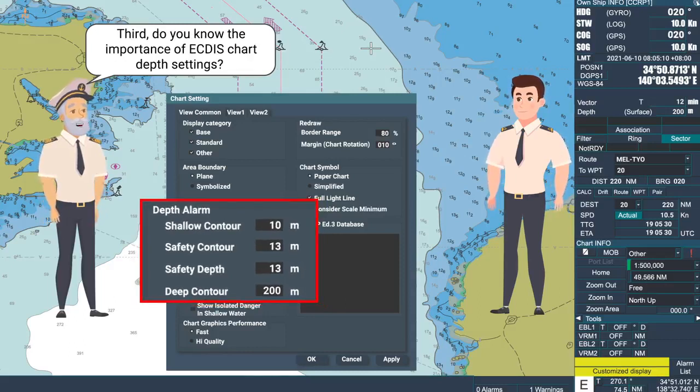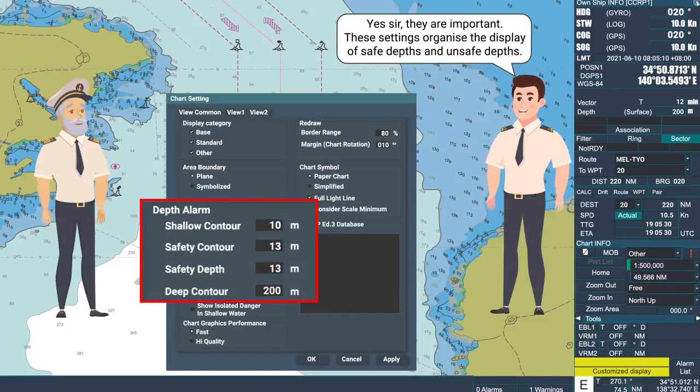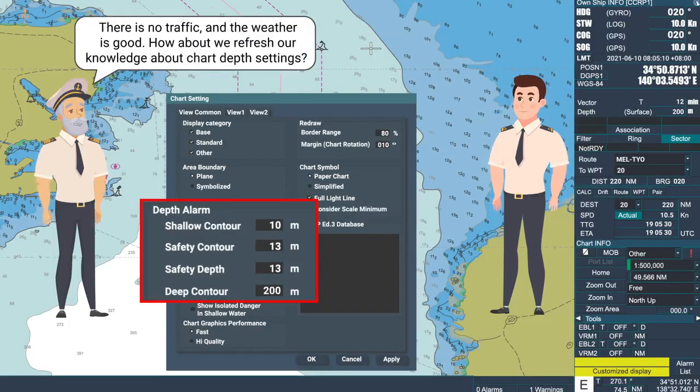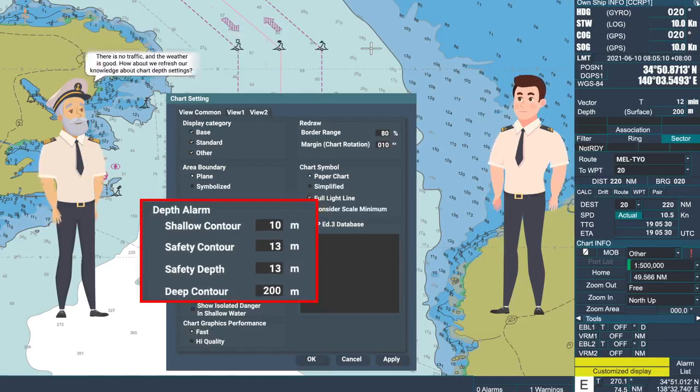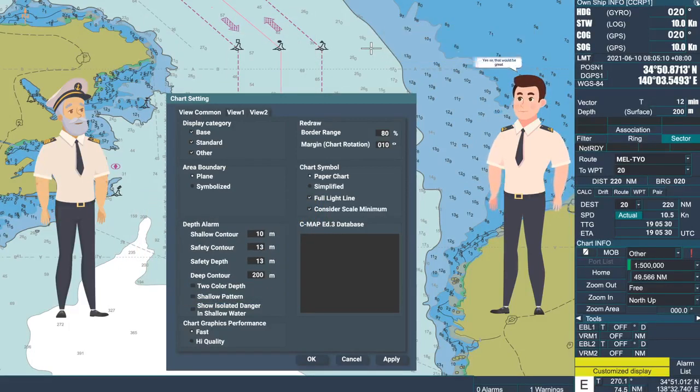Third, do you know the importance of the ECDIS chart depth settings? Yes, sir. They are important. These settings organize the display of safe depths and unsafe depths. Yes, that is correct. There is no traffic and the weather is good. How about we refresh our knowledge about chart depth settings? Yes, sir. That would be great.